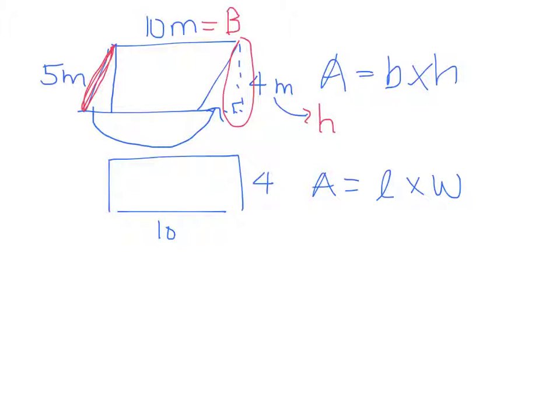Yes. So now we take area equals, what is the base? 10. Times, what is the height? 4. And we get 40 meters squared. Don't forget the meters squared. Okay? Let's do one more.